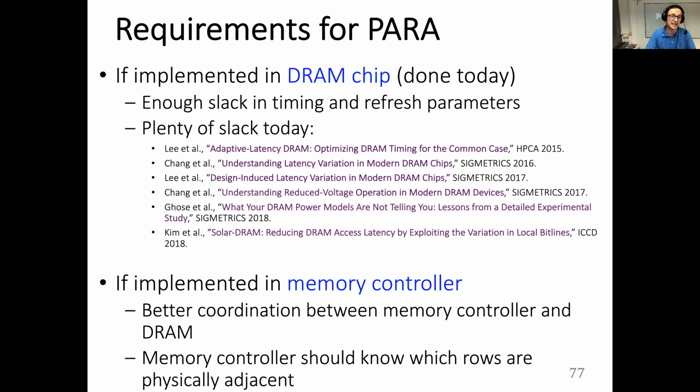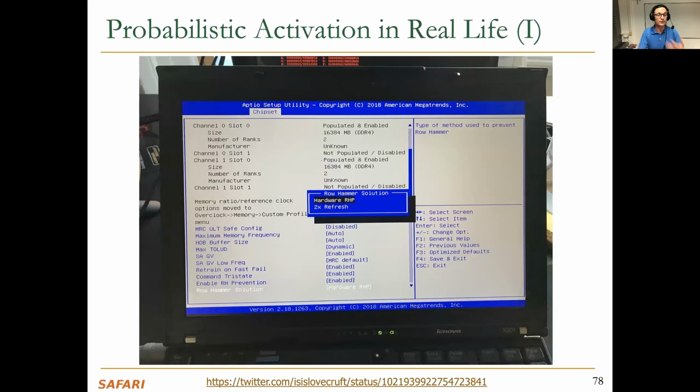And that's the unfortunate state of DRAM interfaces today, in my opinion. We don't have enough cooperation between the memory controller and DRAM to fix critical reliability issues like this. We're going to get back to this. So our solution argued for this cooperation, and it was implemented in the PTRR mechanism by Intel. This is one of the screenshots of the BIOS of Intel systems.